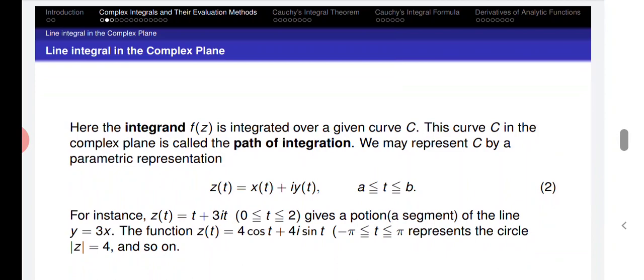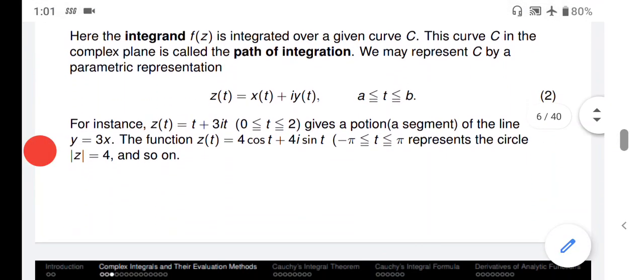We can have an example. z(t) = t + 3it gives a portion or a segment of the line y = 3x. Another example is the function z(t) = 4 cos t + 4i sin t, where t lies between minus pi and pi. It represents the circle |z| = 4, and so on.